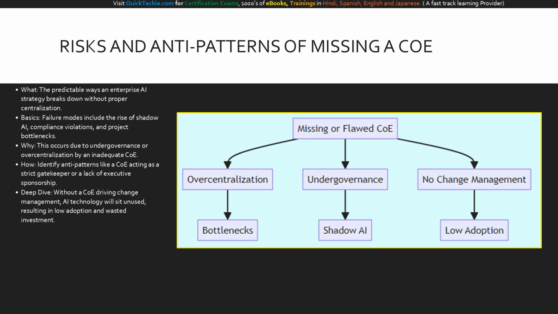This warning diagram illustrates the severe consequences of a missing or flawed COE. The root cause at the top splits into three major anti-patterns that plague enterprises. If you have over-centralization, it directly causes bottlenecks, slowing down the business. If you suffer from undergovernance, it leads straight to shadow AI and extremely high compliance risk. If there is no change management, it directly results in low adoption of the tools. By mapping these specific failure modes, solution architects can easily perceive exactly what they are trying to avoid when they design a well-balanced, Microsoft-aligned AI center of excellence.